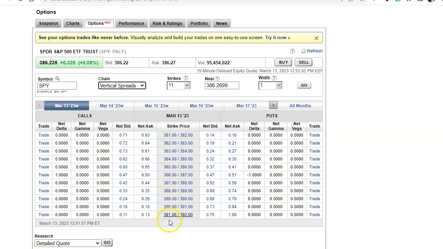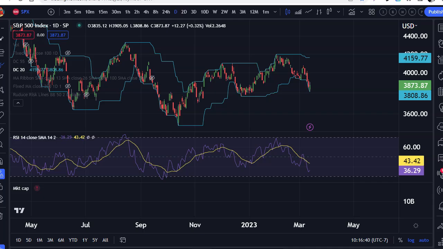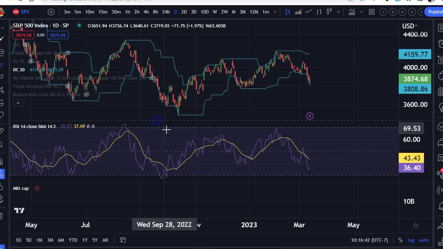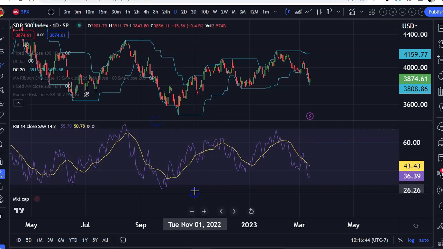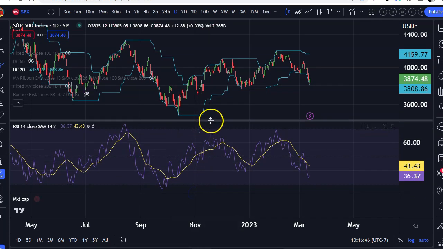And the further away from the at-the-money price, the cheaper the spread is going to be typically, if it's out of the money. If it goes in the money, it becomes more valuable. Hopefully those terms aren't too confusing, but let me jump into the chart and show you how I'm going to first decide which to do and then go grab a spread.